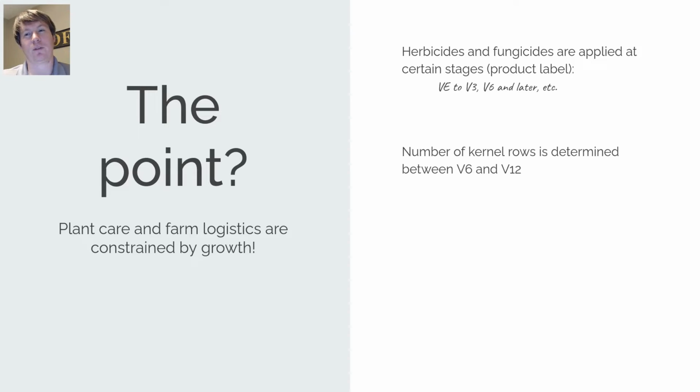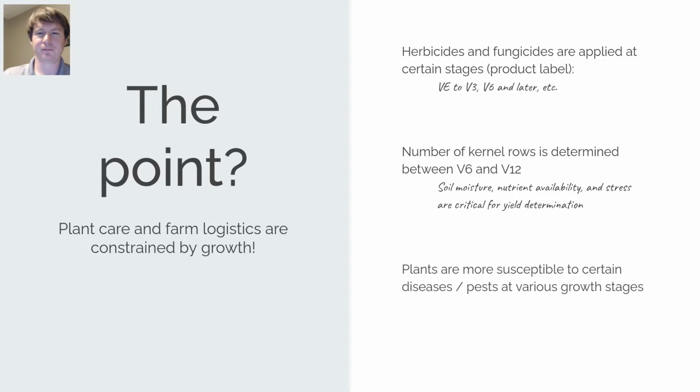Like we mentioned before, the number of kernel rows is determined in that earlier V6 to V12 region. And also, similarly, the reproductive 1 phase being just as important. So soil and moisture, nutrient availability, stress management in those times are really critical to yield determination. If you're going to do a good job managing care in that region, you need to know when you're in that region. And then finally, plants can be susceptible to certain diseases and pests at various growth stages. So if you know what growth stages to go out and check for a certain disease or pest, then you can treat that disease or pest in a timely manner, which will ultimately lower the stress and improve the yield.